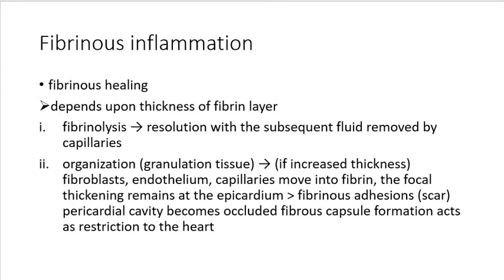How does this resolve? Well, it depends on the thickness of the fibrin layer. If it's thin, it usually resolves by fibrinolysis and the remaining fluid is removed by the capillaries. But if it's a thicker layer, it resolves by organization, by granulation tissue. So fibroblasts move into the fibrin. There is specialization into endothelium, formation of new capillaries, but the focal thickening remains in the epicardium. So there are going to be fibrous adhesions, basically scar formation, and in the overall result, the pericardial cavity becomes occluded by this fibrous capsule.